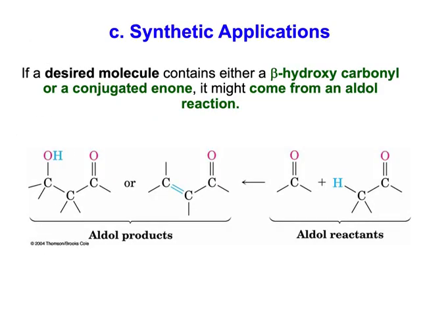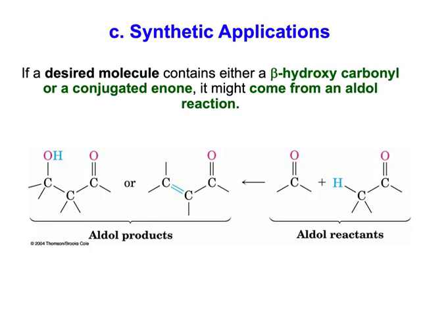So next is synthetic application. The desired molecule is a beta hydroxycarbonyl or a conjugated enone. This one is the aldol product, and this one is the dehydration product. All of these are products from the aldol reaction. In this subtopic we want to discuss how to prepare the starting material from the end product.